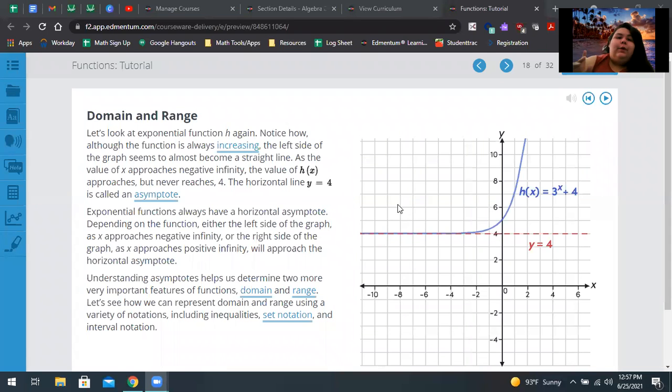Welcome back. So we are back on Algebra 2 Semester A, Unit 1, Functions Tutorial Part 2. We're picking up where we left off, slide 18.